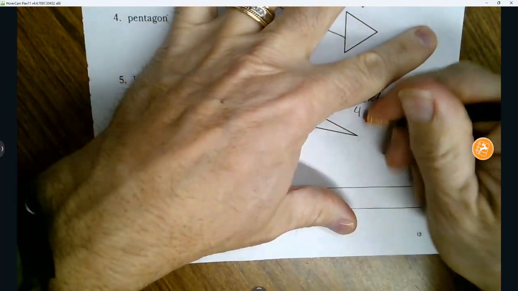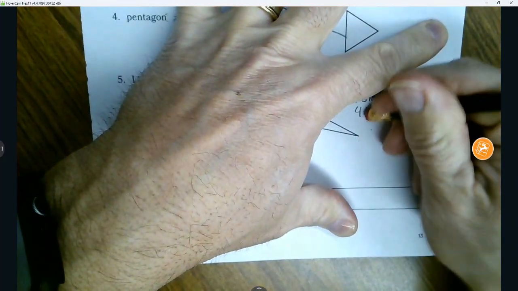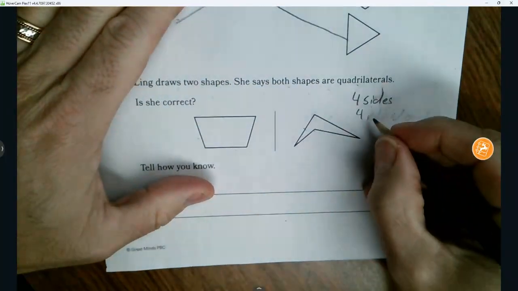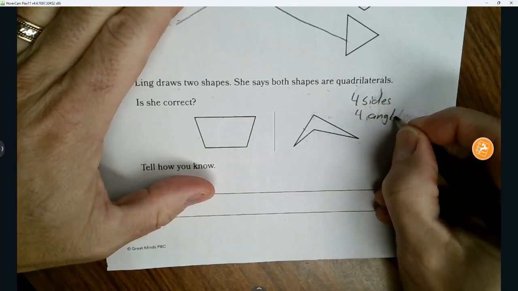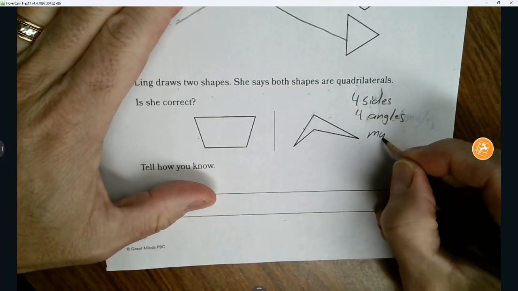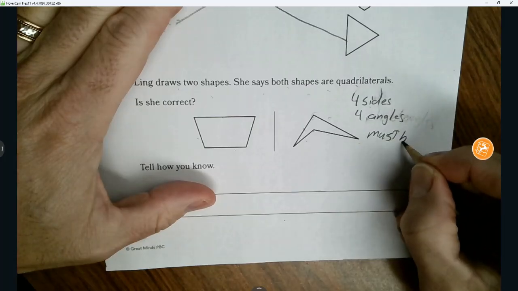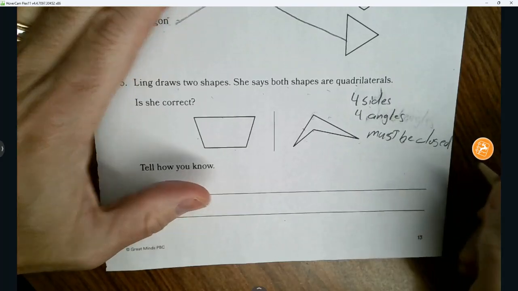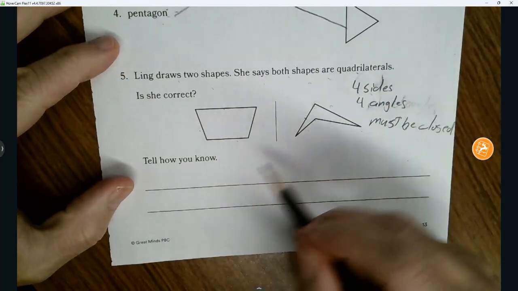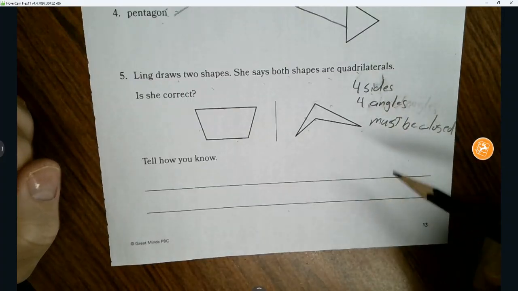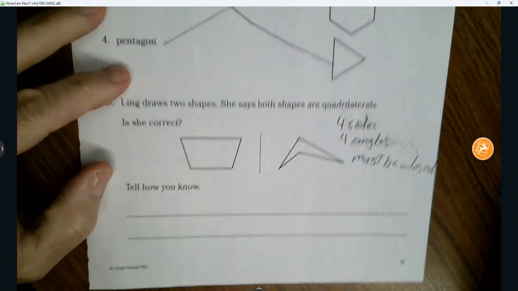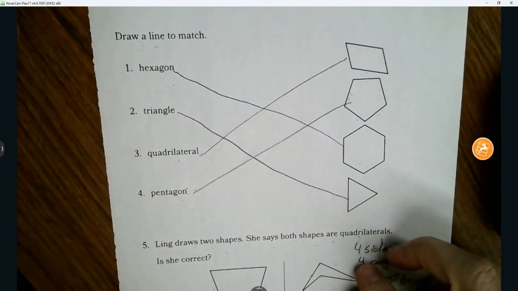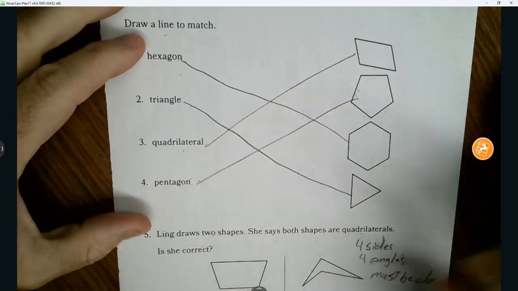If you want to say, instead of closed sides, 4 angles and must be closed. All right. That almost answers your question down here if you put this stuff down there. All right. That's it for tonight. 2 problems. Well, it says more than 2, but I count this as 1 problem. Sorry. It's got 4 on here. I'm going to count that as 1.